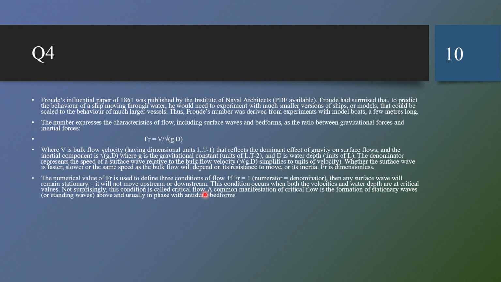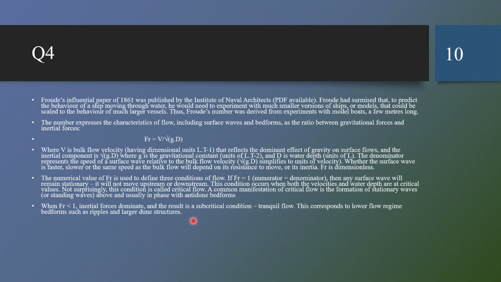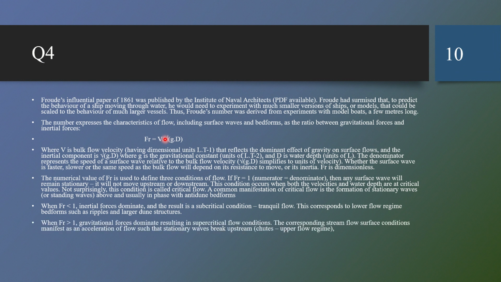It is the formation of stationary waves, usually in place with the antidune bed forms. And when Froude is less than 1, as you can see, this is gravitational force by inertial force, right? If it is less than 1, the inertial force dominates and the result is a subcritical condition, tranquil flow. This corresponds to lower flow regime bed forms such as ripples and large dune structures.